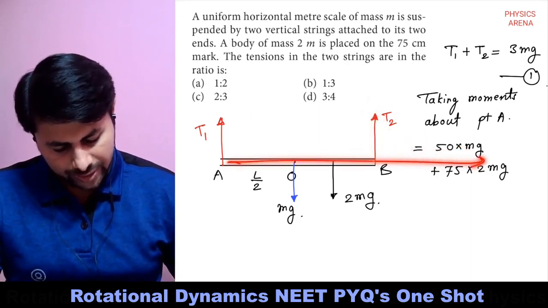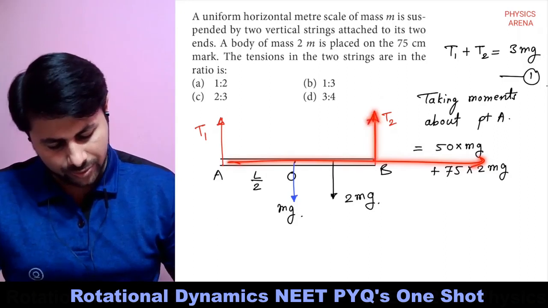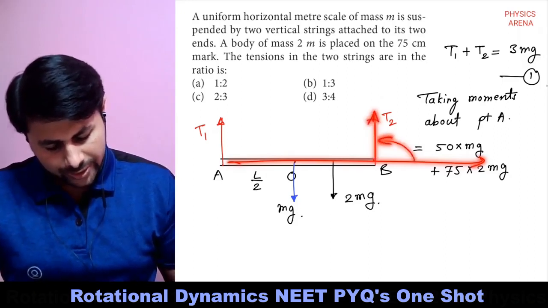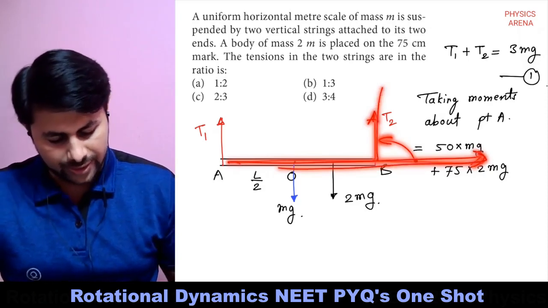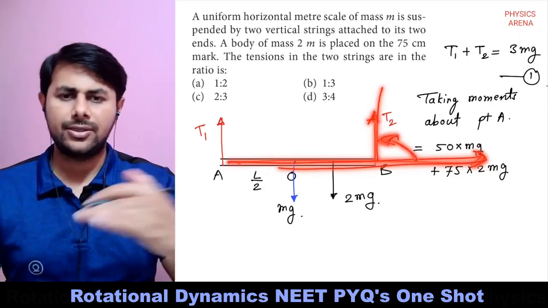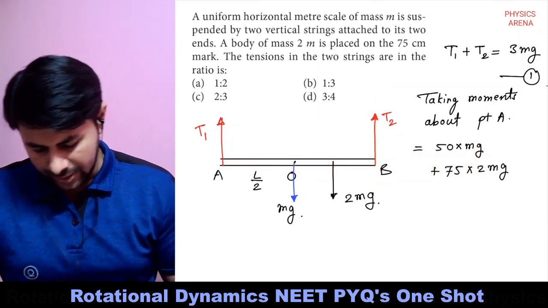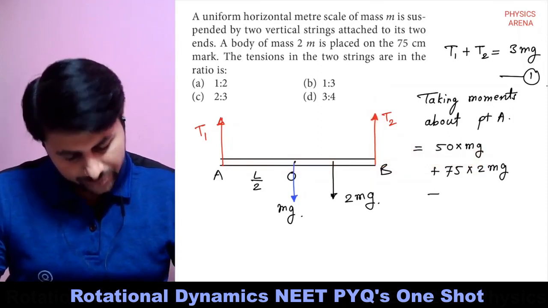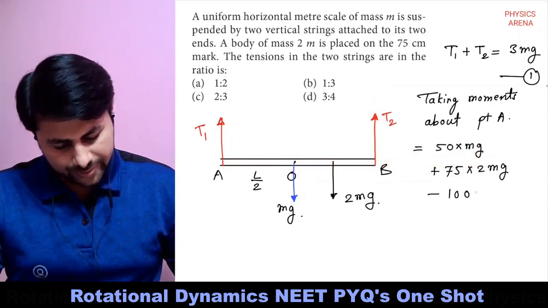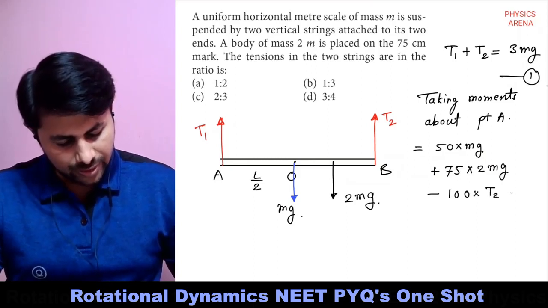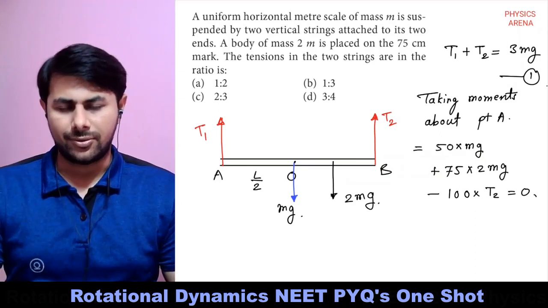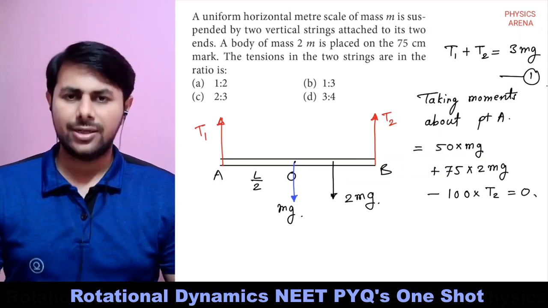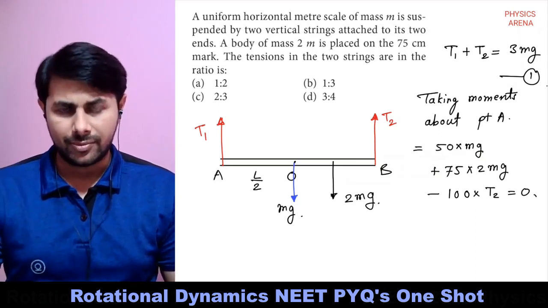See its position vector for this force T2. Okay, it is at point B. It is like this, and the force is like this. R cross F is in anti-clockwise sense, so its sign will be negative. So minus 100 multiplied by T2, and the sum of all moments should be equal to what? 0. Okay, the body is in rotational equilibrium, right?